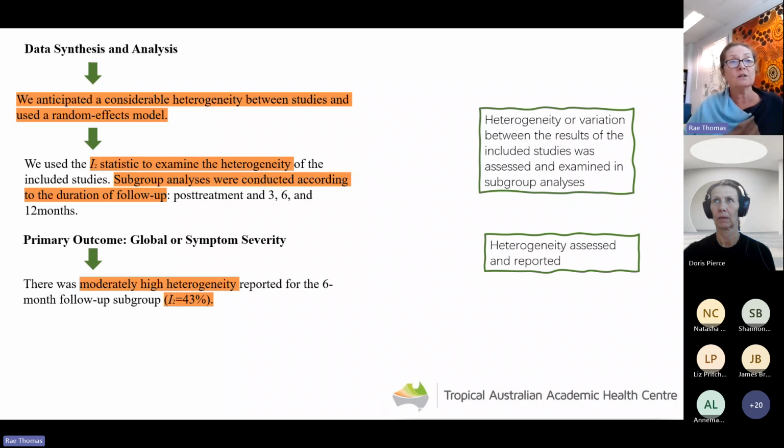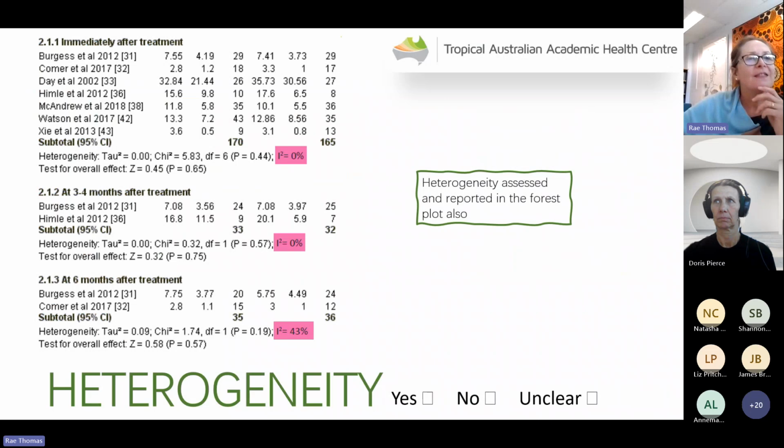So they told me they were going to do it. They told me also in the results section using words that they have done it. And then they've shown me in the forest plot that they've done it. So in the forest plot, these pink bits here, you'll see are the I-squared statistics. And you'll see that there are a couple of zeros, which mean, nah, we're all good. Everything's fine here. But the last one at 6 months is 43%. And that's what they told you back here.